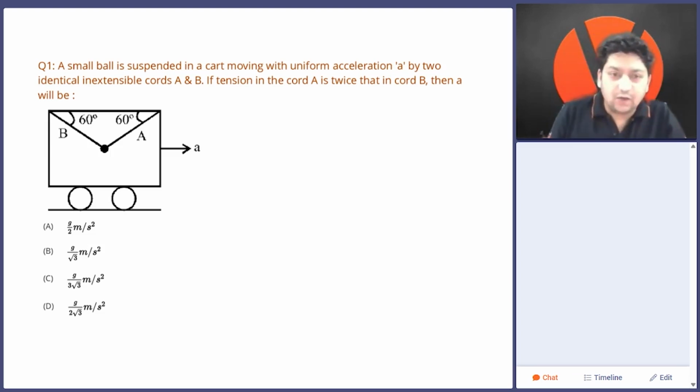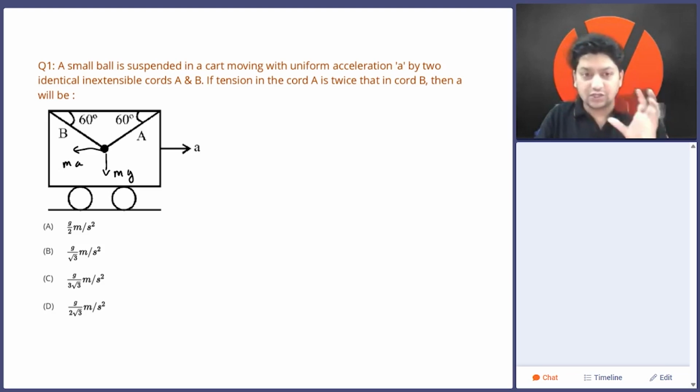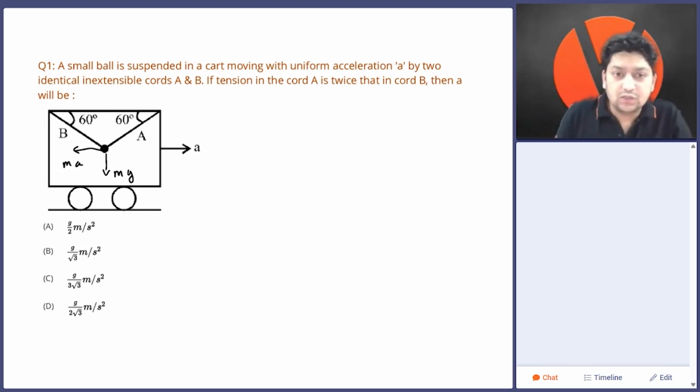Okay. So now the scenario is, see, this ball will be having weight in the vertically downward direction, and a pseudo force will be acting on this ball also. That is ma. The pseudo force will be in the opposite direction to the acceleration of the system, right? So these two forces are there. Now the tensions will be acting, and what they have given us, they have told us that in cord A the tension is twice that in cord B. Means if the tension in B is T, then the tension in A will be 2T, right?